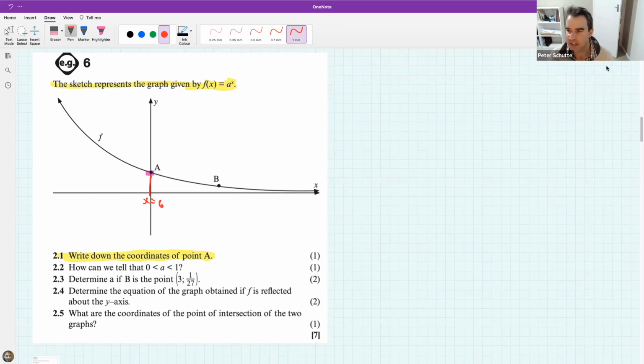Who would like to come online and explain how they think I get to the value for A? I can see that A is in line with the value x is 0. I know that my equation is y is equal to a to the x. So how am I going to figure out this point? I need some suggestions from the brains in the room.